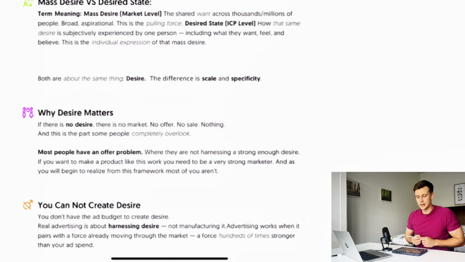What is the difference between mass desire versus desired state? Mass desire is the shared want across thousands, millions of people. It's broad, aspirational. This is the pulling force. Desired state is at the ICP level, how that same desire is subjectively experienced by one person, including what they want, feel, and believe. This is the individual expression of that mass desire, okay? And what we're concerned about right here is the market level mass desire, the big thing that is driving what is actually going to make these ads work.